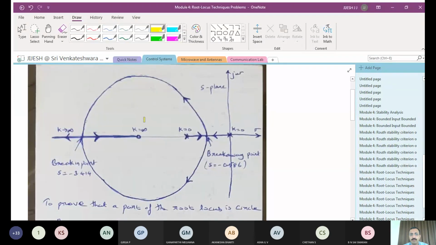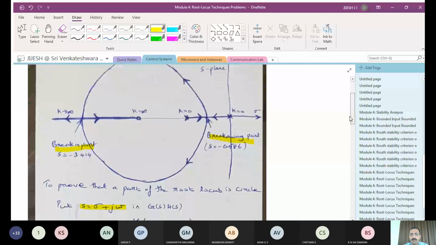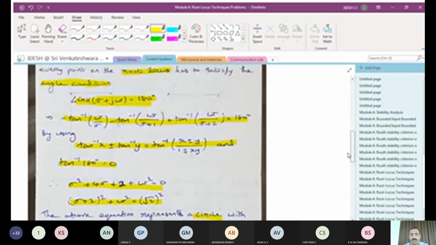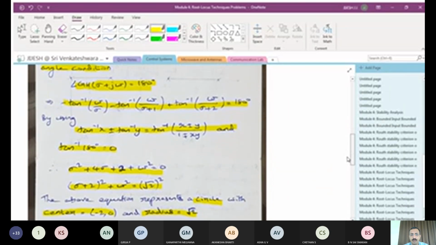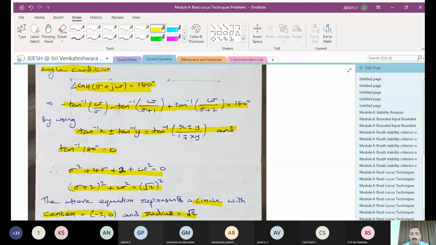That is what we have to draw after finding the breakaway point and break-in point. You have to plot the zeros, and make the whole plot. We will discuss this part in the next class. All of you can try doing it, complete it, and we will discuss it in the next class. You can make a note of all these things and try out how this has to be carried out.